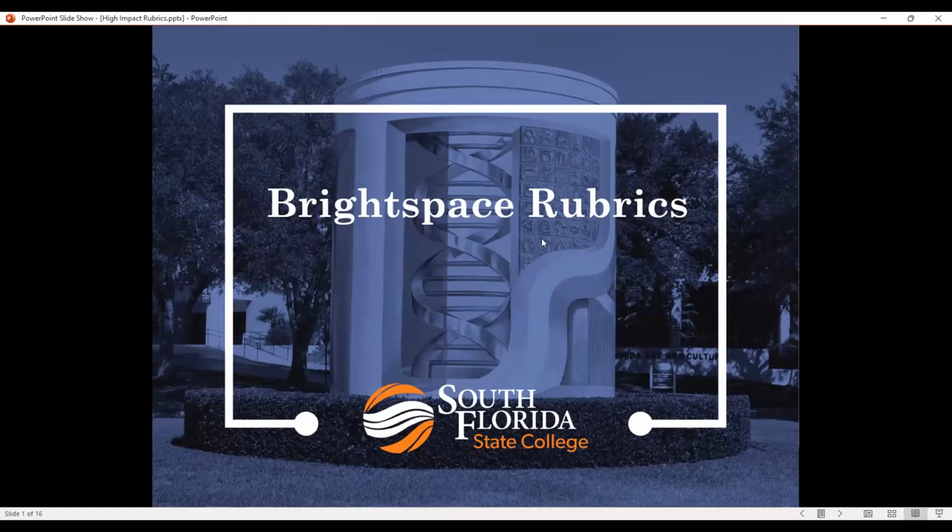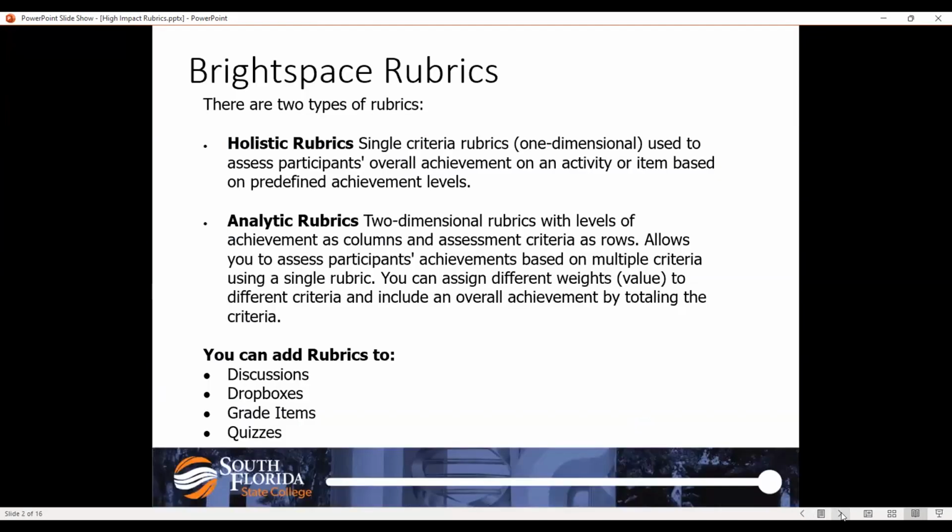I wanted to show you Brightspace rubrics tool. Most of you are already familiar with it, but I just wanted to go ahead and review this. So let's proceed. In Brightspace, there's two types of rubrics. There's the holistic, which is, as you know, the single one-dimensional one that you can use to base it on an activity or an item, predefined achievement levels. The analytical rubric is the two-dimensional one with columns and criteria.